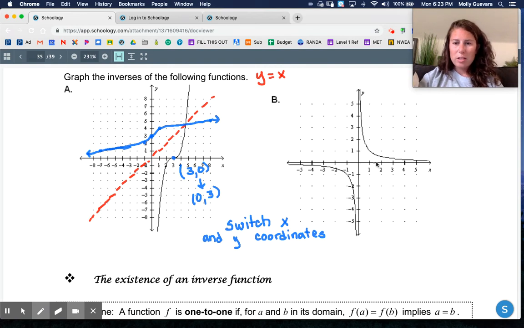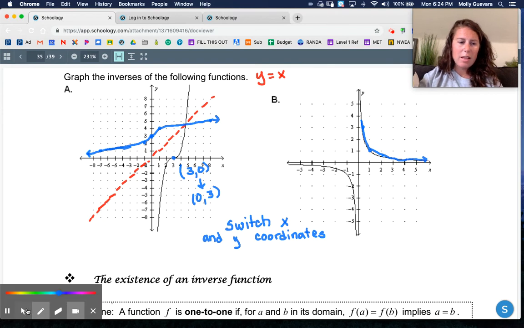Okay, so let's look over here. (1, 1). If I switch that, it's still (1, 1), right? Let's see if I can find some other points, like maybe (3, 1/2). So (1/2, 3). Okay. What about maybe (2/3, 2)? Then (2, 2/3). So what actually happens on this graph is the inverse lies right on top of itself.